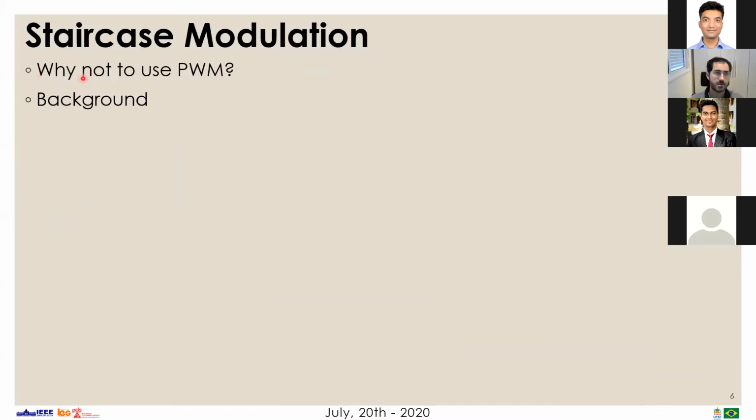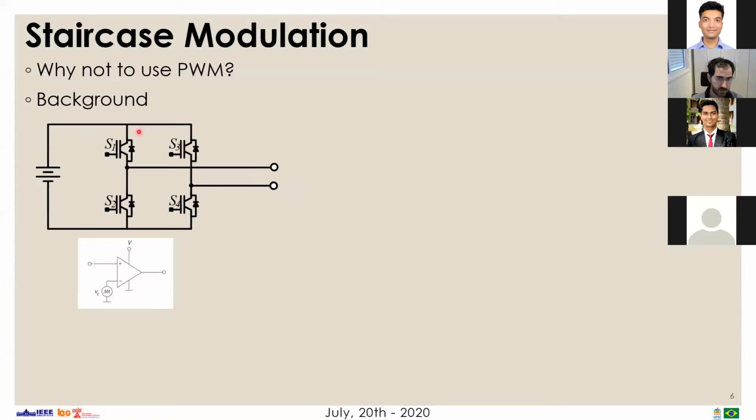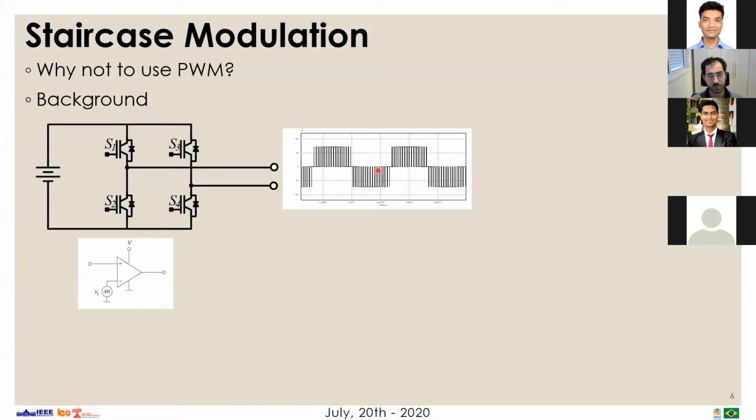Staircase modulation, the question was, why not use PWM? Why do you need to use the staircase modulation in the asymmetric multilevel inverter? Let's pass very fast here over a background of the PWM. Now, considering not the multilevel inverter, but a classical H-bridge converter using the classical PWM, what we see at the output is such a waveform.